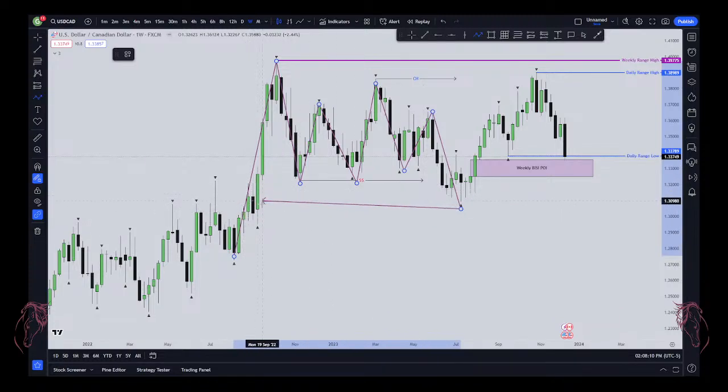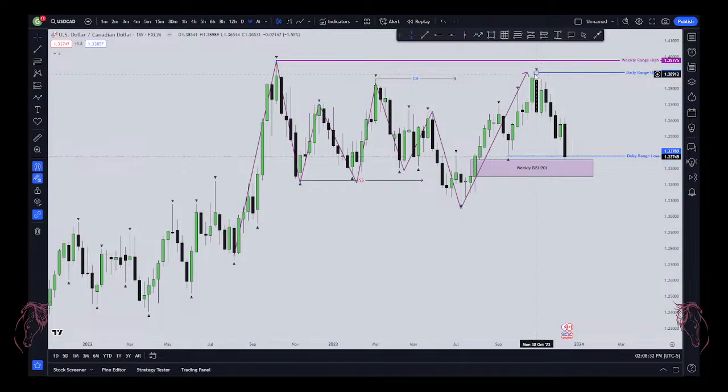Now, after it tapped into this order block, what did price do? It made an impulsive move higher that shifted market structure. It changed the character of price action. Okay, so it was consolidating, swept sell side liquidity, and then broke market structure.